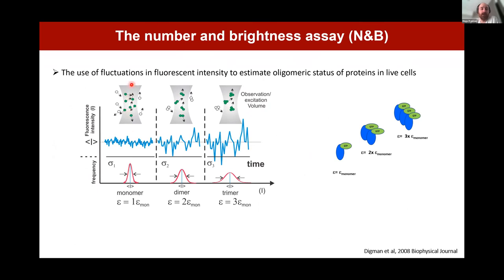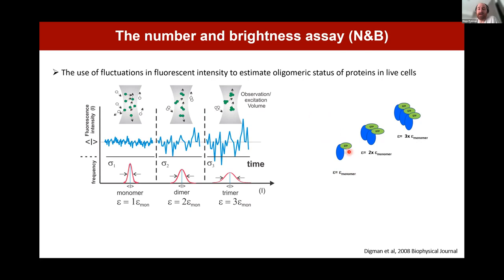If you measure one single point in the cell and you have either monomers, dimers, or trimers, and these molecules are free to move inside and outside this excitation volume, you will measure these kinds of intensity patterns, where the higher the oligomeric state, the higher the amplitude of the fluctuation that these molecules produce. And you can distinguish these situations by measuring the variance of these intensity fluctuations.